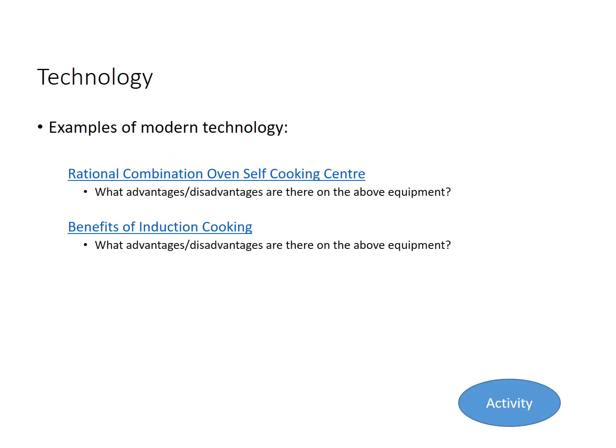Technology. Here are some examples of modern technology: the combination oven, the self-cooking center, and the benefits of induction cooking. So something to think about: the self-cooking center oven. What are the advantages and disadvantages of this equipment? And induction cooking, what are the advantages and disadvantages of this type of equipment?